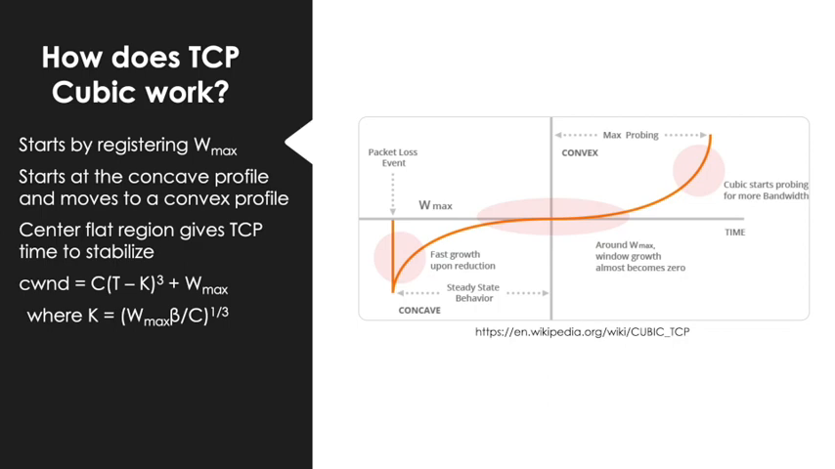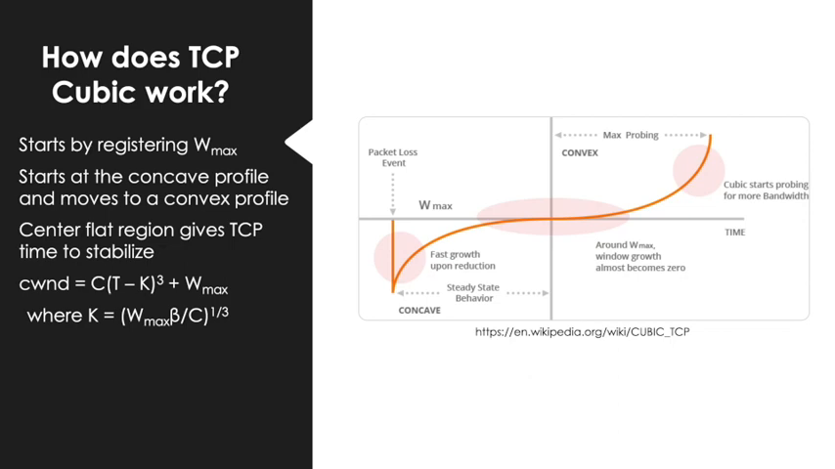In the convex profile, TCP CUBIC is constantly probing for more bandwidth capabilities within the link. In the center flat region of the cubic function, TCP spends a lot of time, which allows for the network to stabilize before probing for more bandwidth. Since the second half is a convex profile, links of long-fat networks will be utilized at a greater bandwidth much faster than with other TCP congestion control mechanisms, due to the accelerated slope when probing.